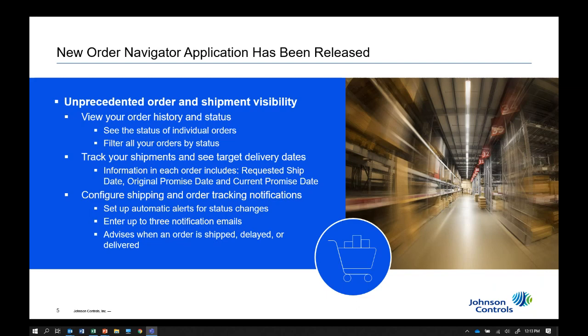You can track your shipments and see targeted delivery dates. So we break it down by line of the actual requested ship date and the actual ship date. We can also configure shipping and order tracking notifications. So that can be done at the actual account level.